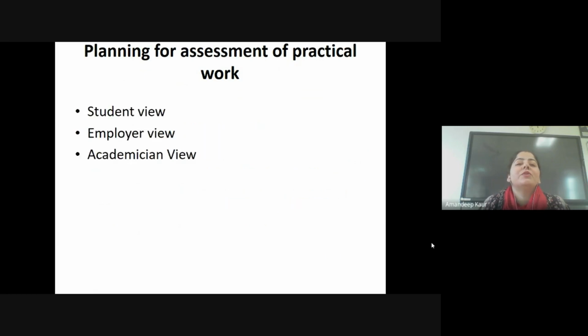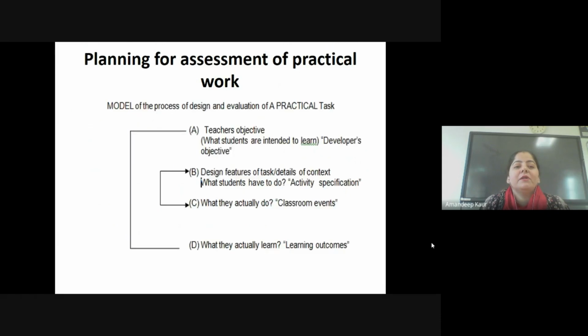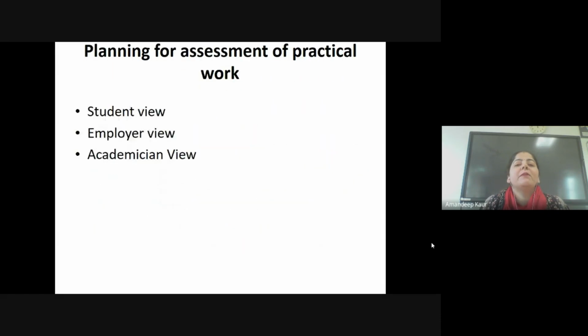So when it comes to the planning for assessment of the practical activity, we are saying that after activity specification, the teacher needs to interact with the students all the time, observe them, and give them feedback. So on what basis am I providing feedback to the student? In this case, there are three major stakeholders available. One is the student view, the second is the employer view.